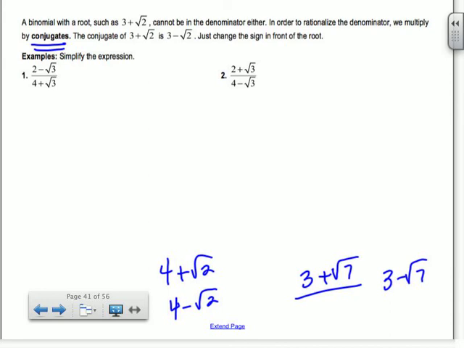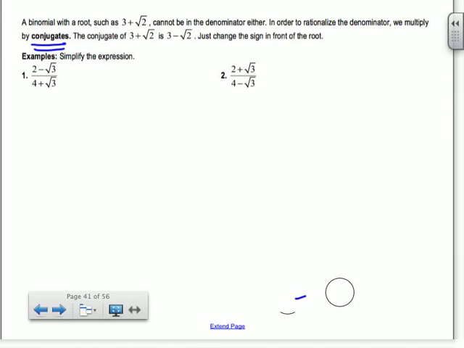If I had 2 minus root 5, what would its conjugate be? Just change the sign in the middle: 2 plus root 5. So those are easy points, but some people forget what a conjugate is, so they miss all those points. It's important to know what that is.